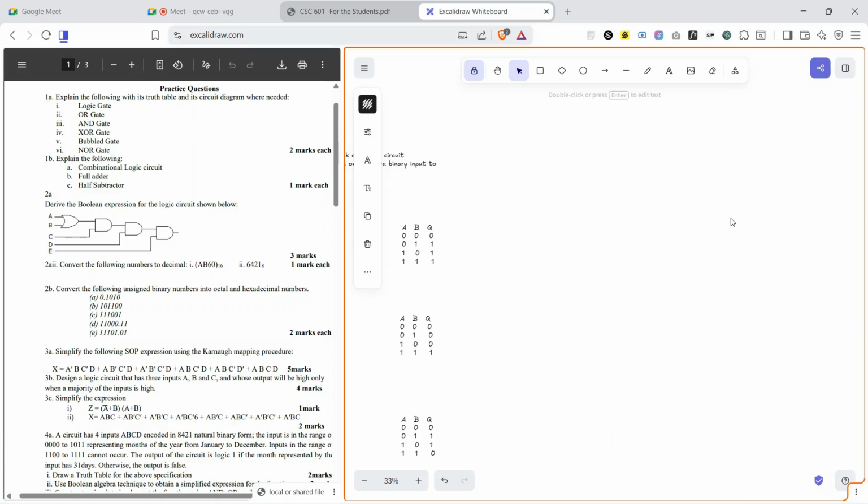Examples of combinational logic circuits are multiplexers, decoders, encoders, subtractors, and others. For a full adder, a full adder is a type of combinational logic circuit that adds three inputs and produces two outputs. So let me type this, 1B, combinational circuits.